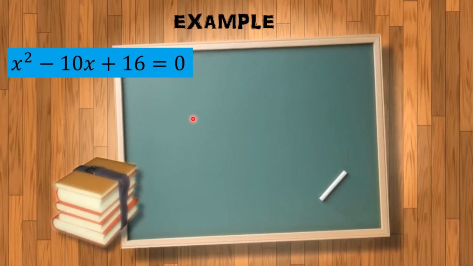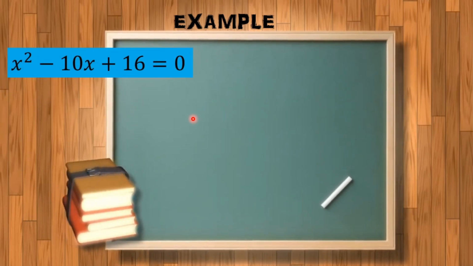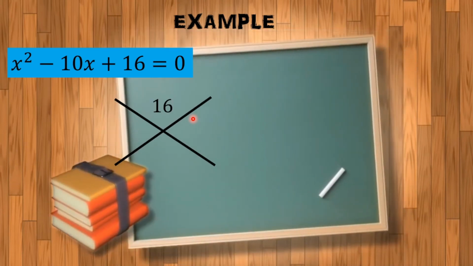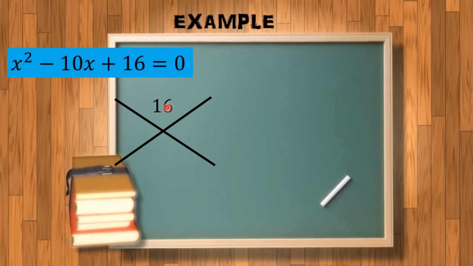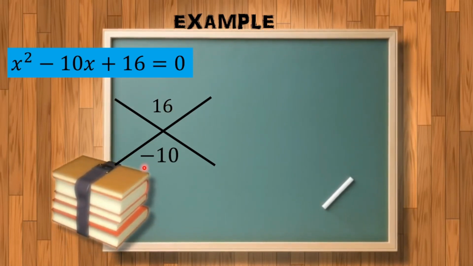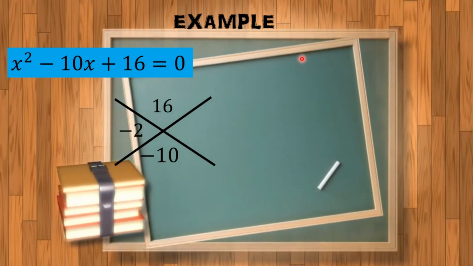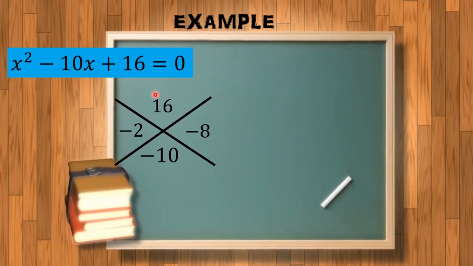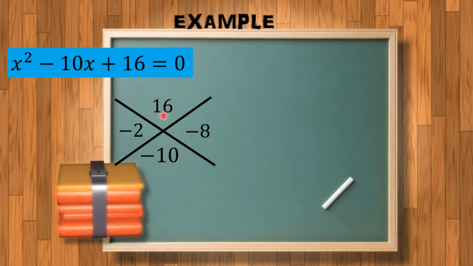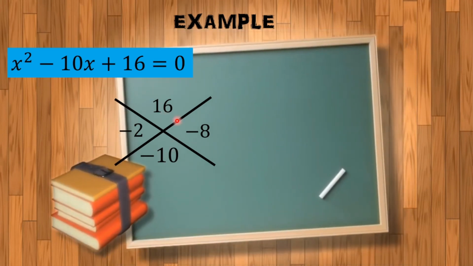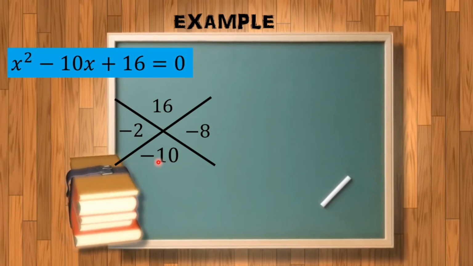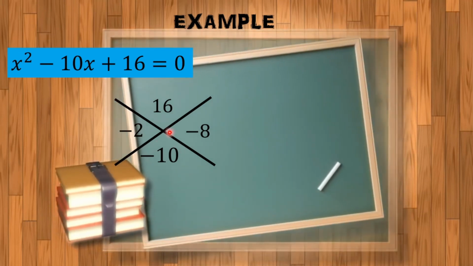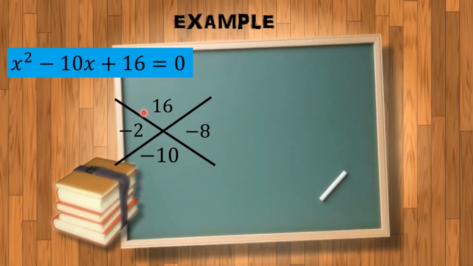Okay? And again, we solve this example: x squared minus 10x plus 16 equals 0. Again, we put x here and we write the 16 and negative 10 below the 16. And again, we think of the factors of 16 whose sum is equal to negative 10. So it means if this one is negative, then the two numbers will be negative. And when we multiply, the answer is positive.